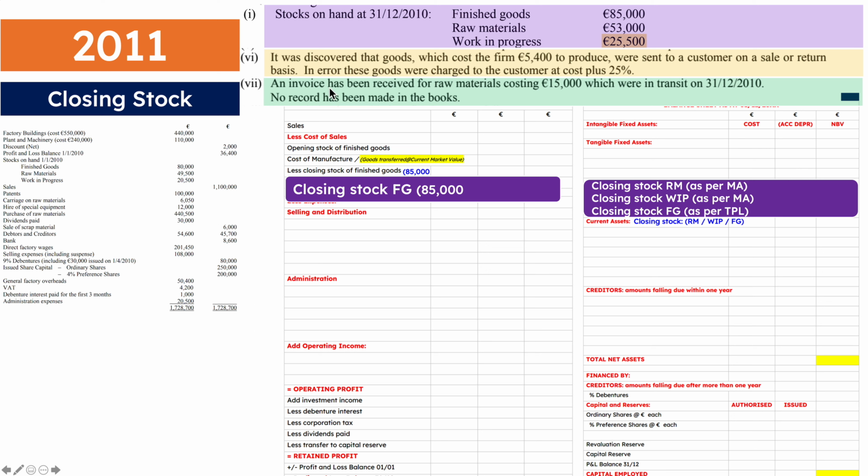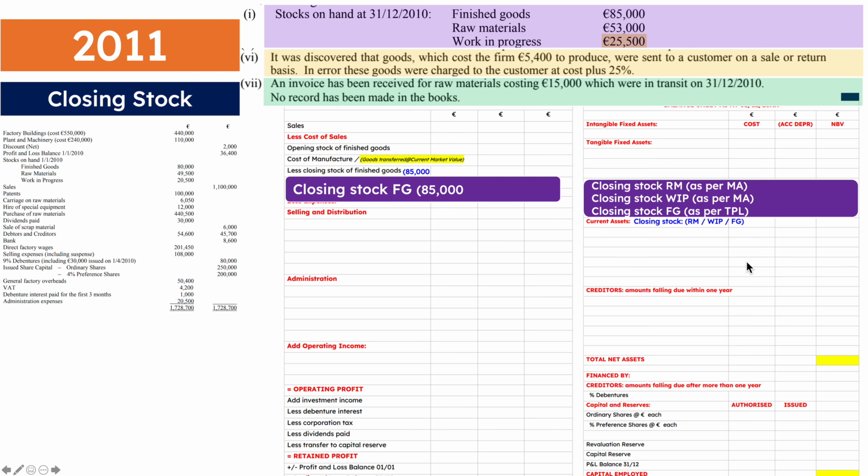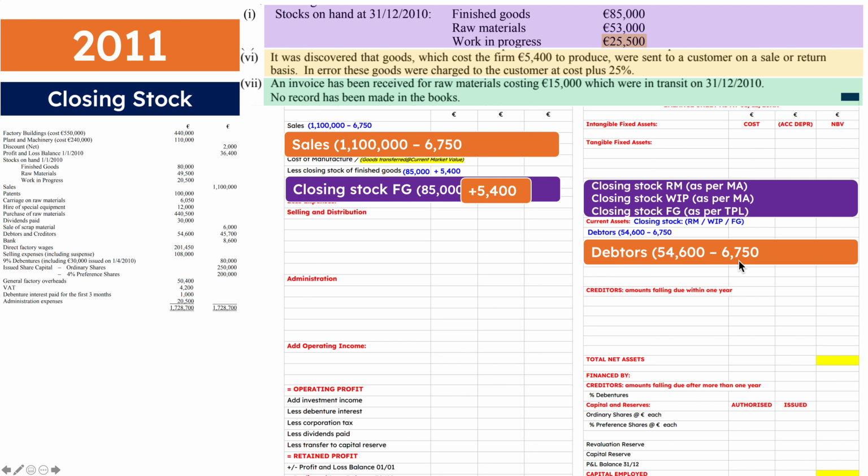And then they were charged to the customer at cost plus 25. So 5,400 is the cost price. So 125% of 5,400 is what the selling price was. So from the sales, we will minus 6,750. And from debtors, we will minus 6,750 as well. Okay.